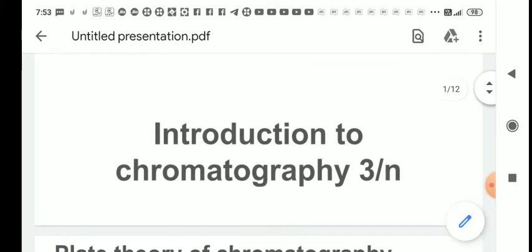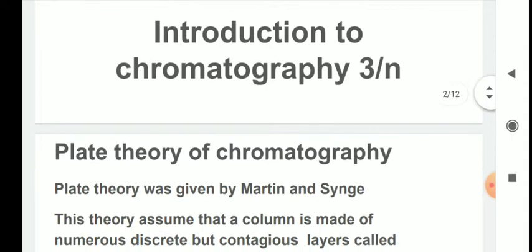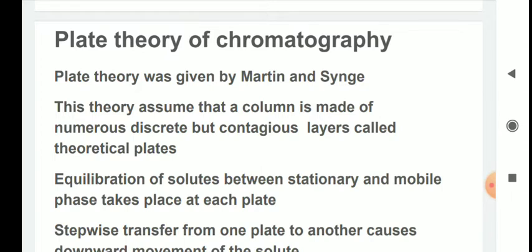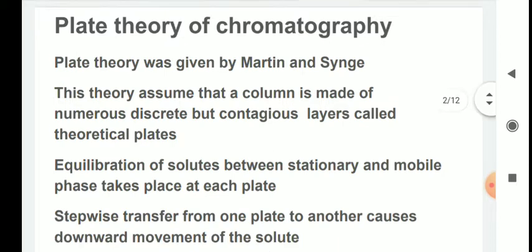Now in the second video we have seen the details of the rate of migration. In this video we'll consider the zone broadening part of it. The theory of chromatography was given by Martin and Synge. They gave us the plate theory of chromatography.